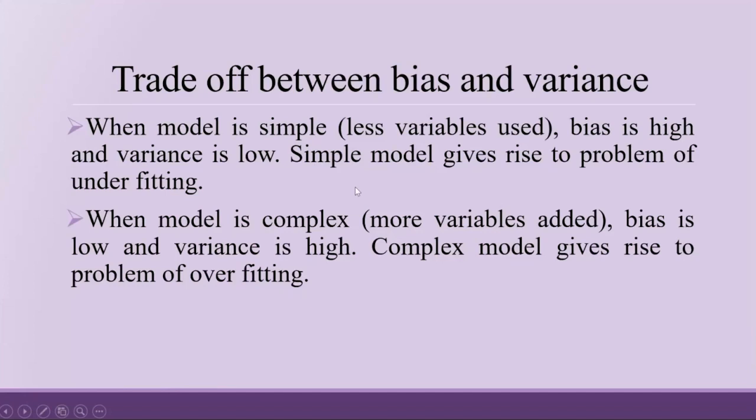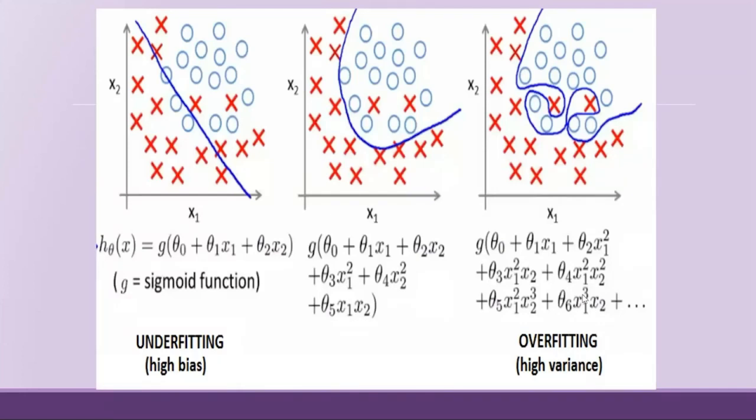So when the model is simple, bias is high and variance is low. A simple model gives rise to the problem of underfitting, and a complex model will give rise to the problem of overfitting. So there are two new terms which have emerged: underfitting and overfitting. You can see this. When I'm passing a linear line through this, it is underfitting. I keep the equation simple.